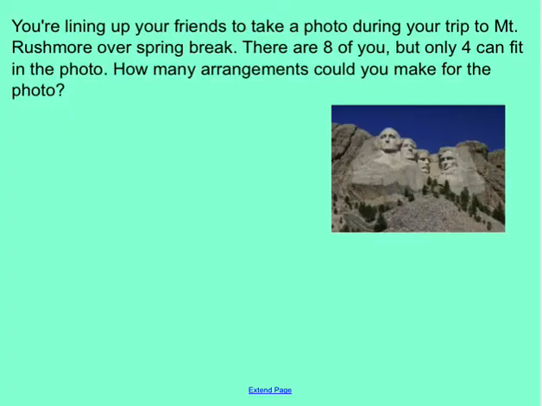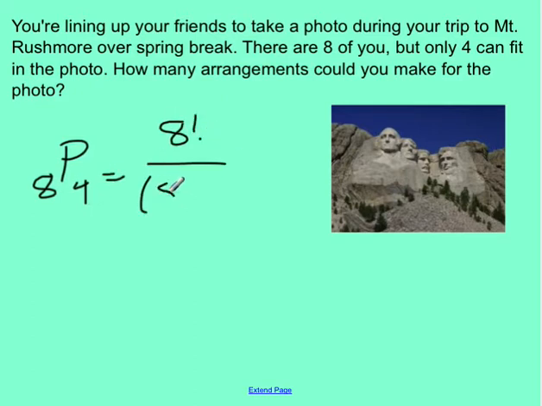So for the first one, it says you're lining your friends up to take a photo during your trip to Mount Rushmore. Over spring break, there are 8 of you, but only 4 can fit in the photo. How many arrangements can you make for the photo? So there's 8 of us, and we're going to be picking 4. So now on top we're going to have 8 factorial and then we're going to have 8 minus 4 factorial. So let's go ahead and simplify that out.